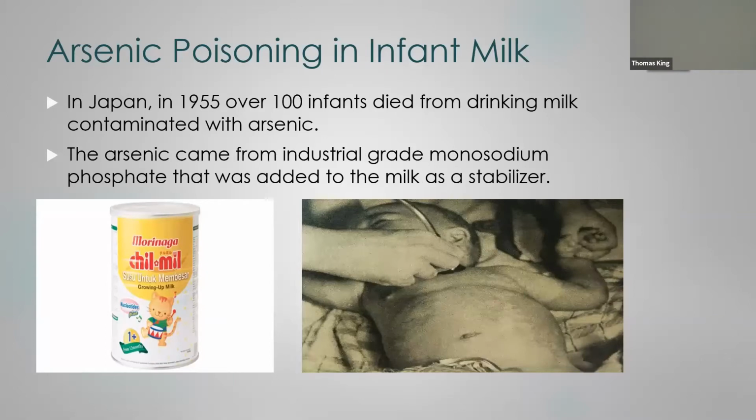Arsenic poisoning in infant milk. In Japan in 1955, over 100 infants died from drinking milk contaminated with arsenic. They found that the arsenic came from industrial-grade monosodium phosphate that was added to the milk as a stabilizer. I'm not sure, but I believe the industrial grade was probably cheaper than the cleaner grade that they were supposed to use. And next slide.